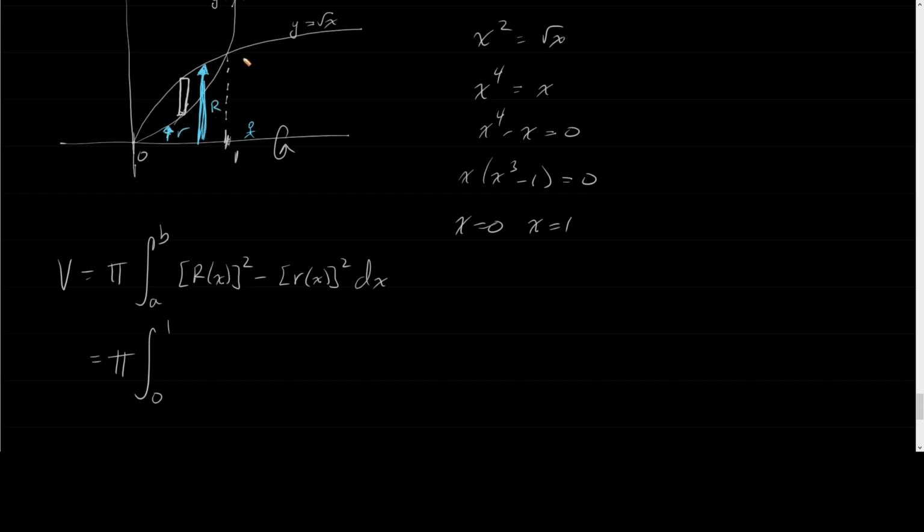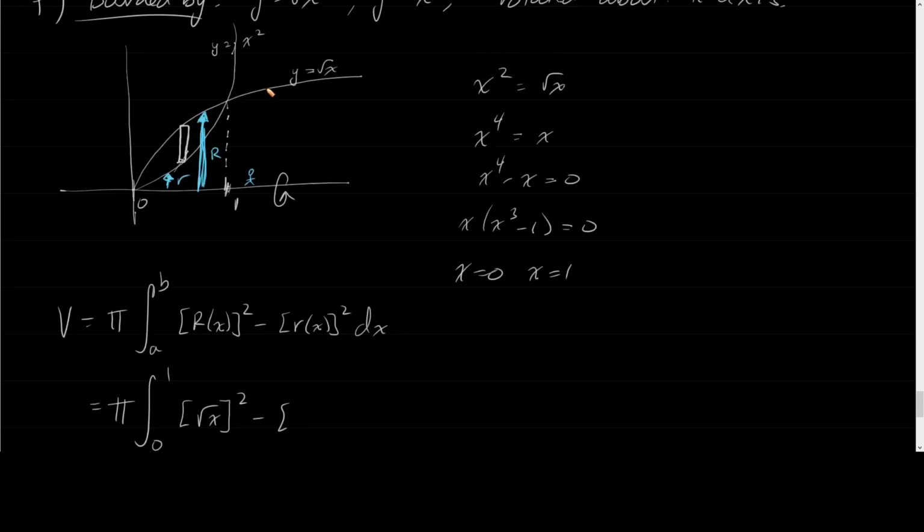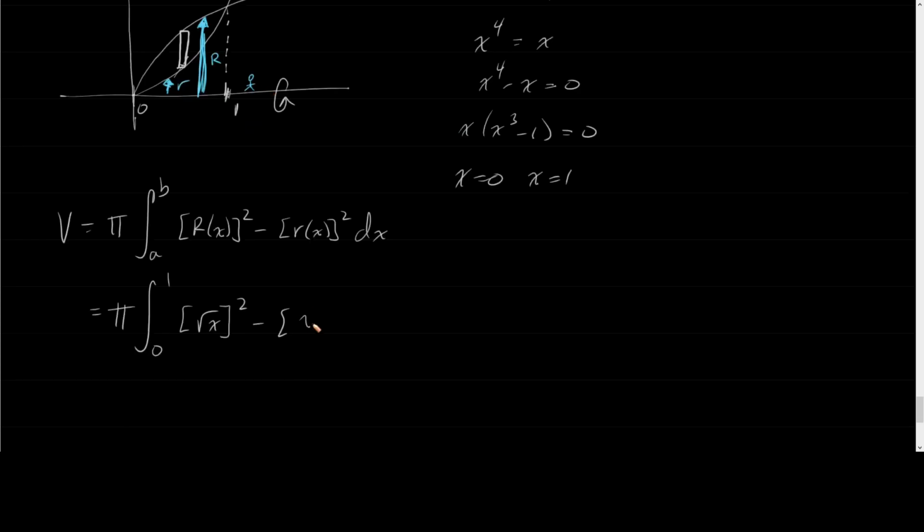All right, so big R, it hits up to square root of x. So what we have here is square root of x squared minus little r. It hits up to, what was that, x squared? Y equals x squared? Yes, it is. So we have x squared squared dx. So now I have pi times the integral from 0 to 1 of applying these. I end up with x minus x to the fourth dx, right?